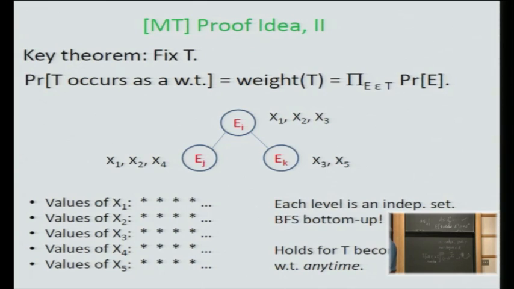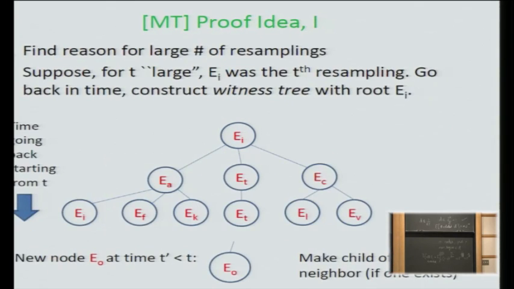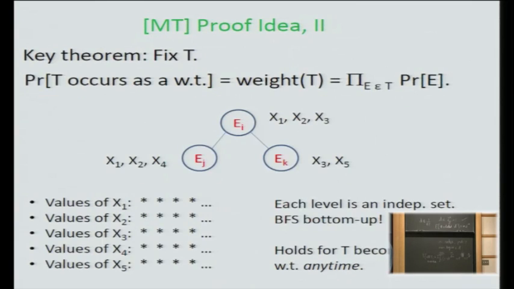Just fix a tree, a rooted tree. The really nice idea is a very simple argument. They call it a coupling argument. What is the probability that this fixed tree appears in your list of witness trees? Please recall that you construct one tree at time 1, one at time 2, one at time 3, and so on. The probability that this fixed tree ever appears in your list is exactly the product of the probabilities of the nodes in the tree, respecting multiplicity.